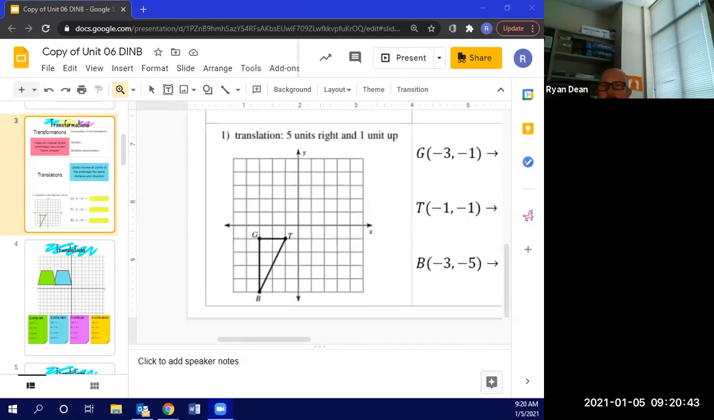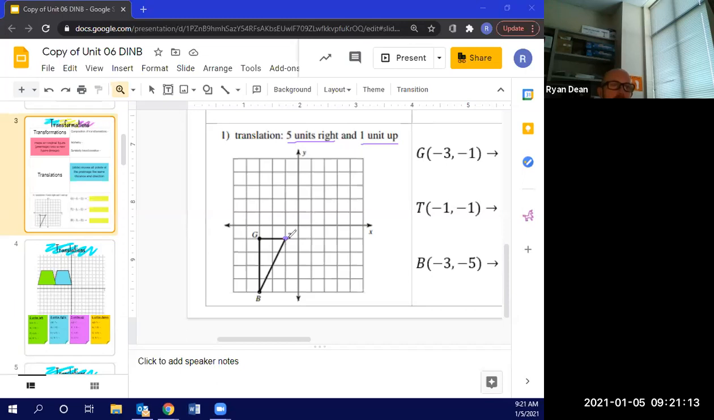So when I come back here to T, I'm going to move T the same distance and the same direction as if I were to move G and B. So they're telling us this entire shape has to go 5 units right. That's the first thing that we have to do. We have to go 5 units to the right and then 1 unit up.